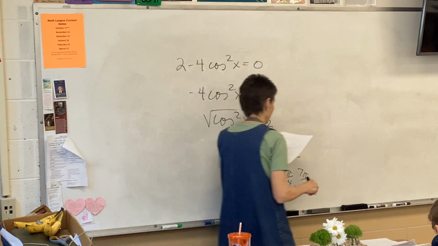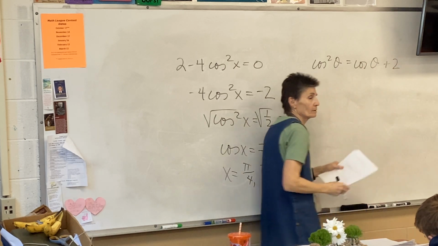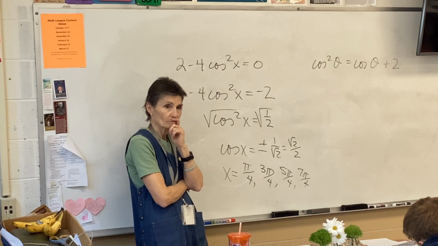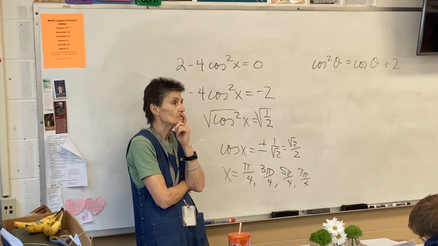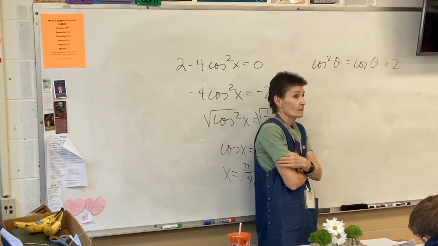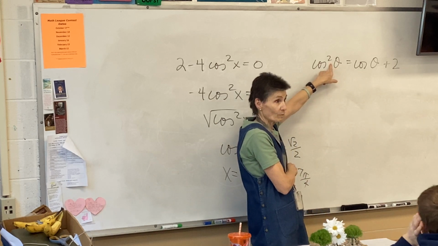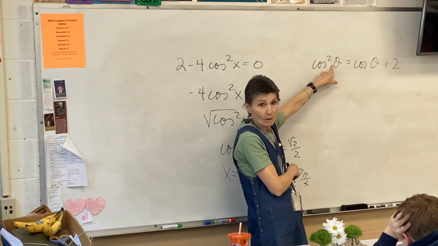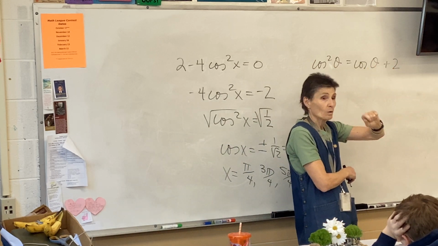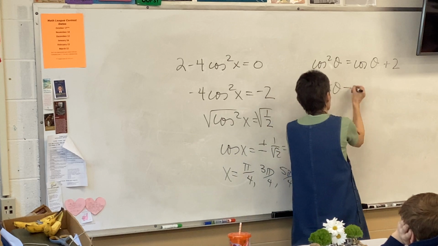Now let's look at number 7. Cosine squared equals cosine plus 2. What do you think? Get everything on one side, because what kind of an equation is this? Quadratic? And if I'm going to solve a quadratic equation, I need to have it set equal to 0, so I can either factor it or use the quadratic formula, right? So here we go. What am I going to do with this guy?